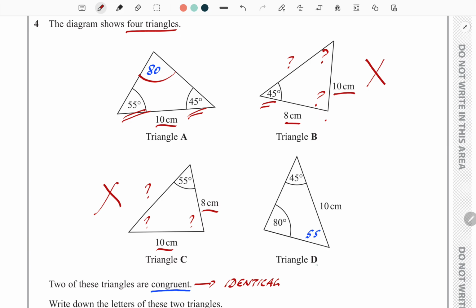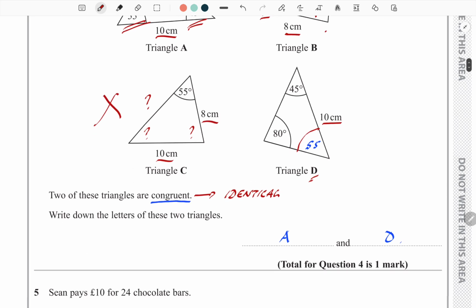If we go across to triangle D now, then again we have a 45 and an 80 degree angle in there. That means the final one is 55. So on the face of it, we've got the same three angles there. And if we have the same three angles and one of the sides is of the same length as another triangle, they must be identical. And again, we've got the 45 and the 55 connected by a 10 centimeter line. So the answer must be A and D.